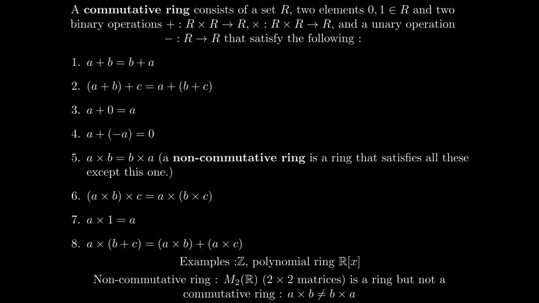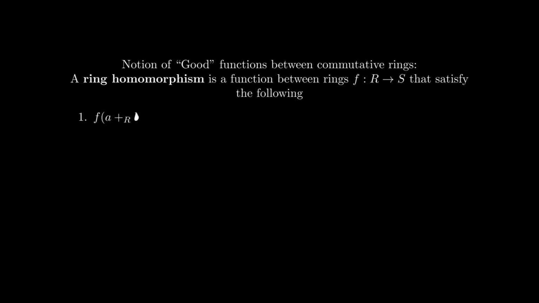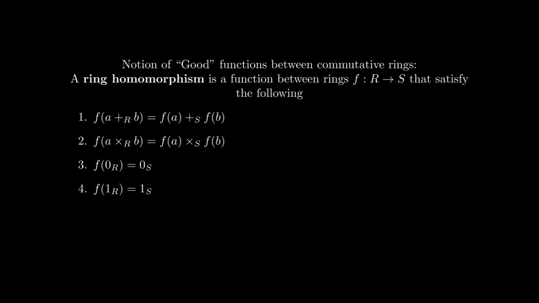And an example of a non-commutative ring is the ring of 2 by 2 matrices. It is not commutative because A times B is not always equal to B times A. Warning! In this video, every time I say ring, I mean commutative ring, but this is technically inaccurate, so keep that in mind. There is also a notion of good functions between commutative rings called homomorphisms. They are functions that preserve addition, multiplication, 0, and 1.